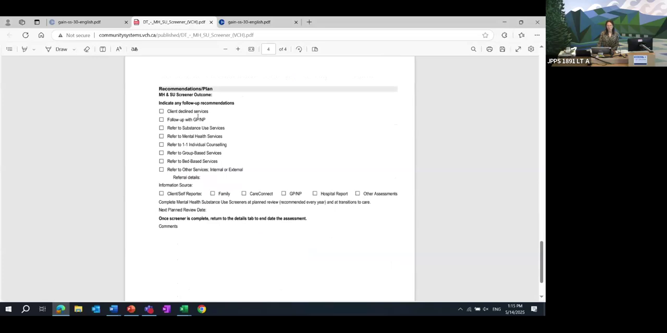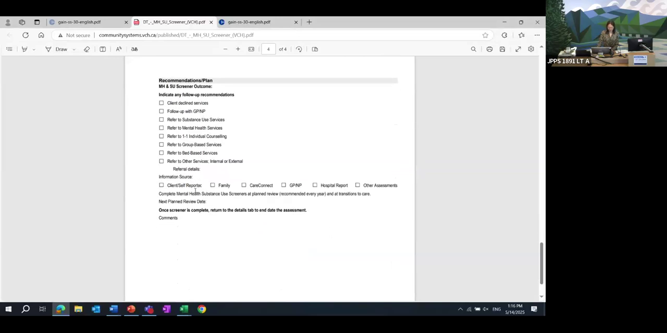And the last part of the screener is the recommendations and plan, where the clinician can tick any of the following recommendations: if they decline service, follow up with GPNP, refer to substance use services, mental health services, one-to-one individual counseling, group-based services, bed-based services, and internal or external services. And then just note who provided this information and such.